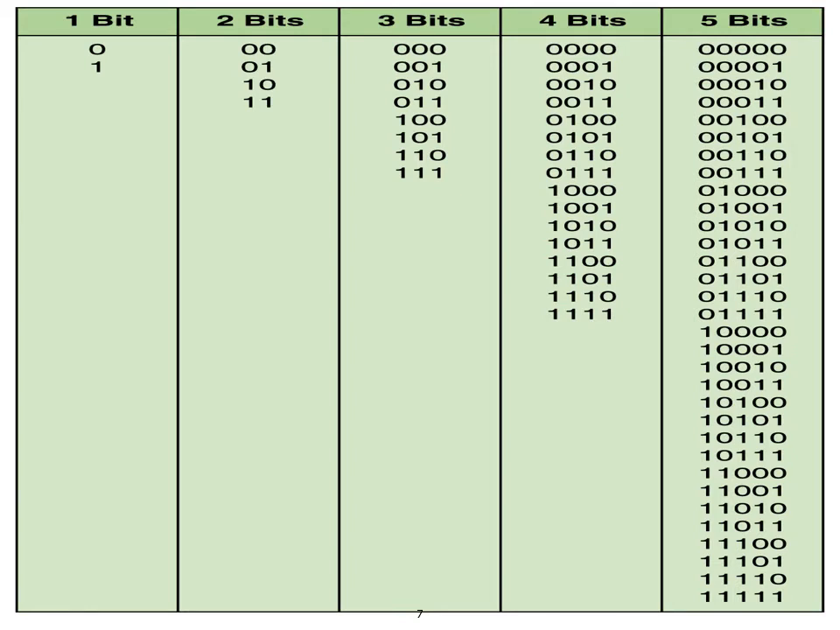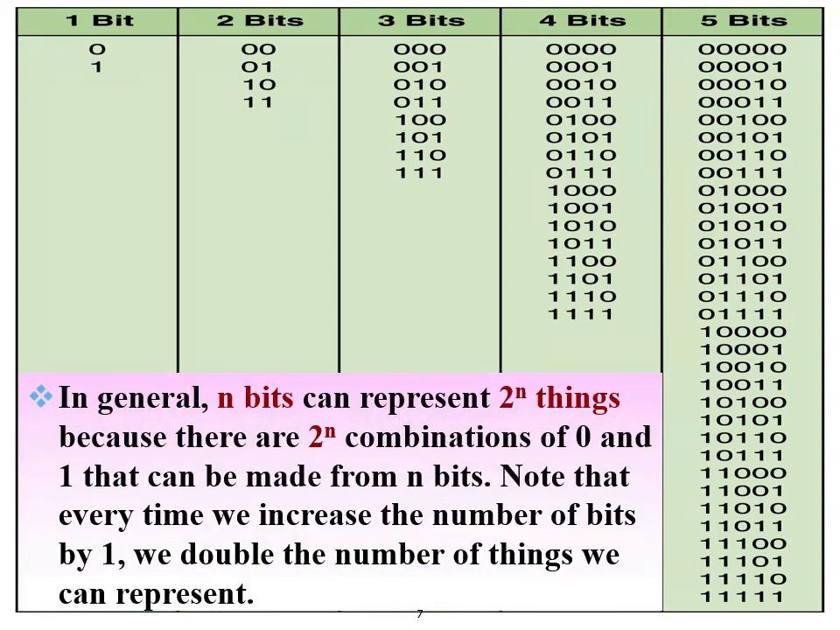So 3 bits can represent 8 different things, and 4 bits can represent 16 different things, and 5 bits can represent 32 different things. So this is the binary. As you can see, all these numbers only include 1 or 0. There's no other digits. In general, n bits can represent 2 to the nth power of different things, because there are this number of combinations of 0s and 1s that you can make from n bits.